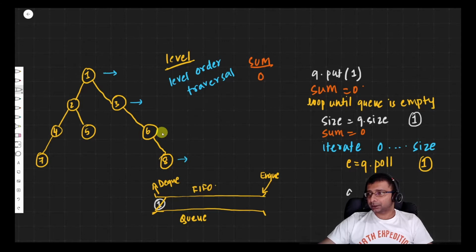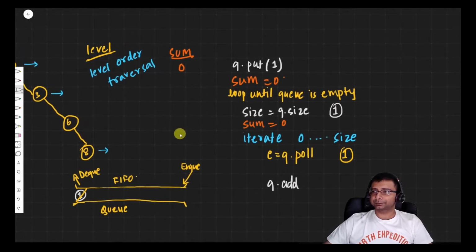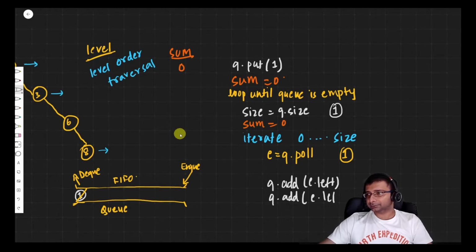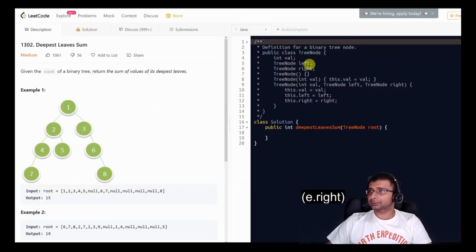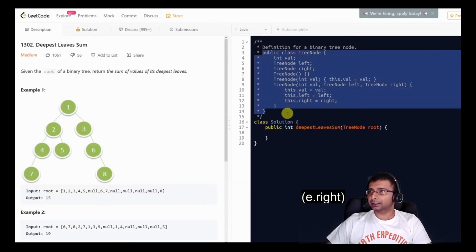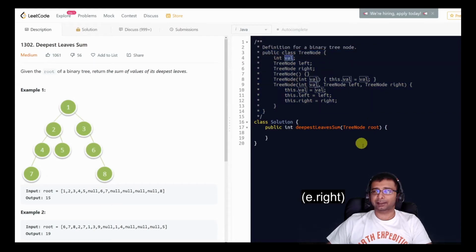In the queue, we'll be adding the left child and right child. So E.left we'll add. Of course, we'll do a null check in a real-time scenario, but here I'm not doing it for simplicity purposes. So we are going to add E.left. E is a class denoted by this class over here, and the element is called val.